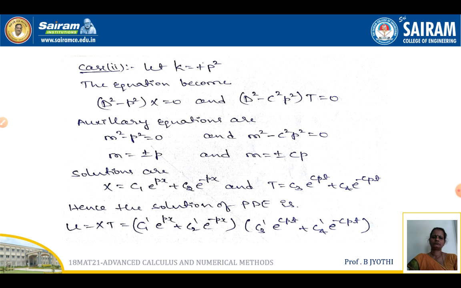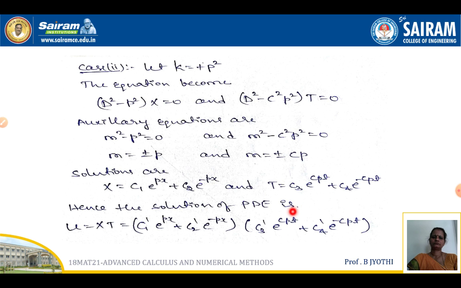Coming to case 2, let k equal plus p square. The equation becomes (D square minus p square) x equals 0 and (D square minus c square p square) t equals 0. So the auxiliary equation, on solving, gives m equals plus or minus p here and m equals plus or minus cp here. Now the solutions will be x equals c1 e power px plus c2 e power minus px, and t will be c3 e power cpt plus c4 e power minus cpt.